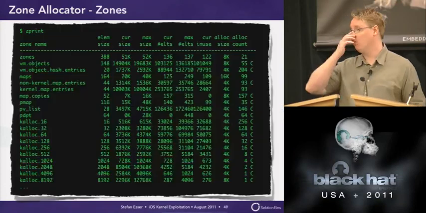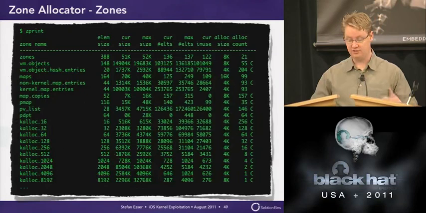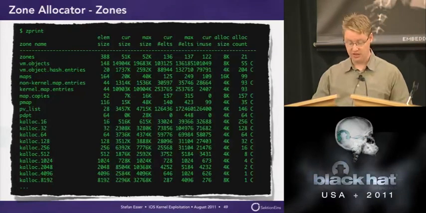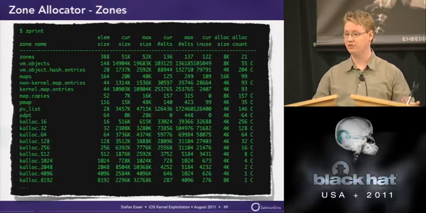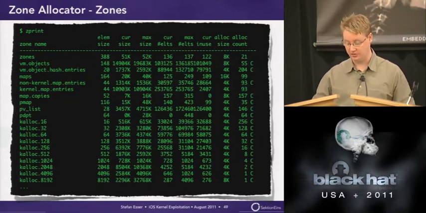So when you want to know what kind of zones exist, on OS X you can just use the zprint utility, and it will dump something like that. And you see there's a lot of kalloc zones with a number attached. This is basically for the kalloc allocator. It uses a lot of different zones, always powers of 2 for the size. So when you request something with kalloc, it will check how many bytes it needs, round to the next power of 2, and then use this size for the allocation.